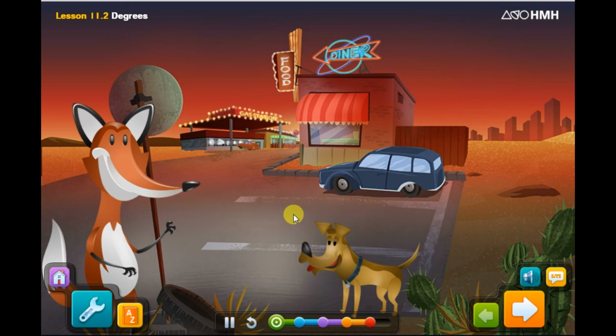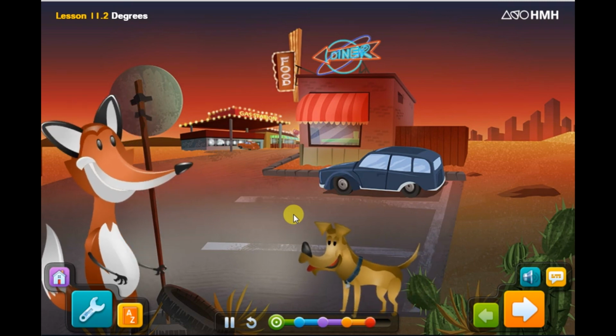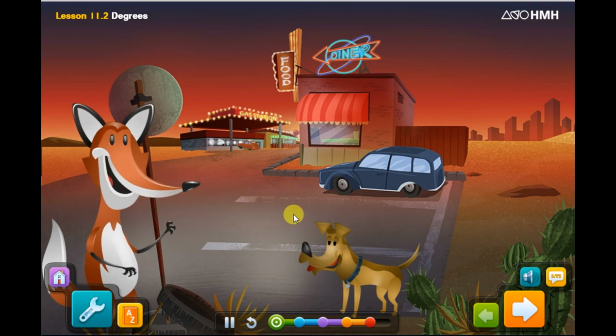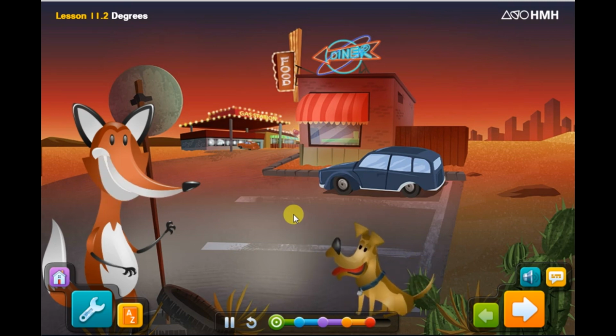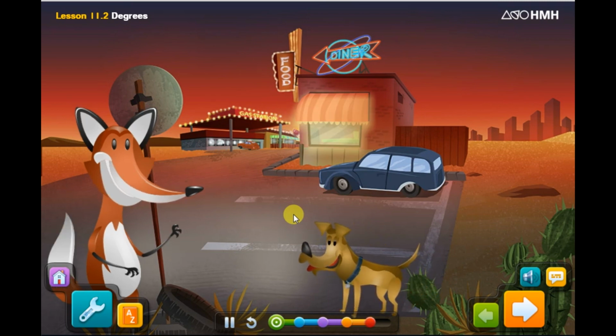Hi there! Darby and I saw through the diner window that the chef is cooking carrots. The chef cooks the carrots in the oven for 40 minutes. She uses a timer to make sure she takes the carrots out when they are done. Come on, let's take a look.